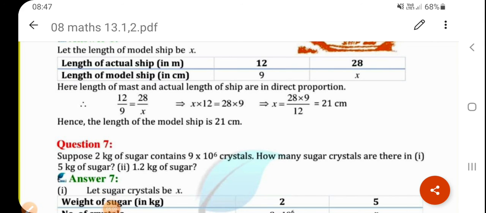At the time, the model that you can extend, that is 28.